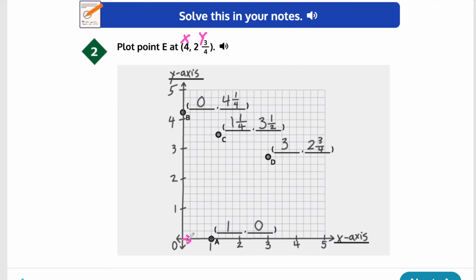Okay, so let me go along the x-axis 4 points, so all the way to here. And now I want to go up 2 3/4. So I'm going to find my 2, and then I'll go an additional 3/4. So 1/4, 2/4, 3/4. So the point is going to go right here, and I'm going to label it E.